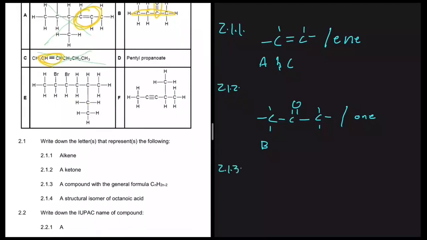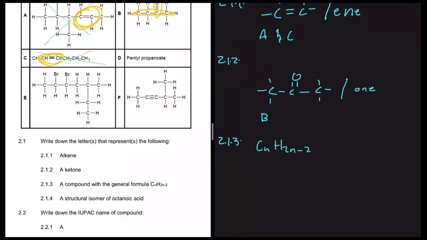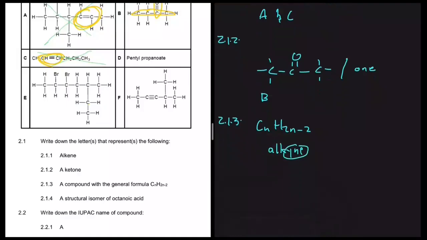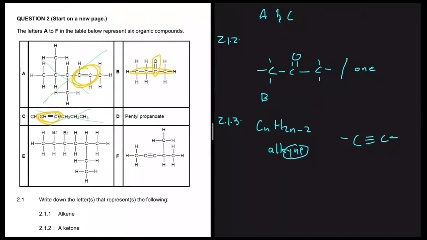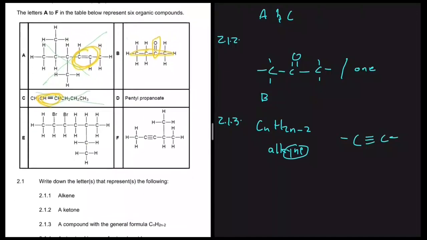2.1.3 says, let's look for a compound with a general formula CnH2n minus 2. If you're not already familiar with this, this is an alkyne, right? The name ends with Y-N-E. Another way of identifying it, we have triple bonds. So a carbon is bonded to another carbon, and there are triple bonds in between the two. So again, we go to our table and we look for that. A cannot be part of our solution. B cannot be part of the solution.